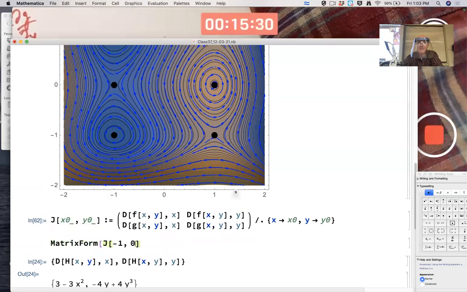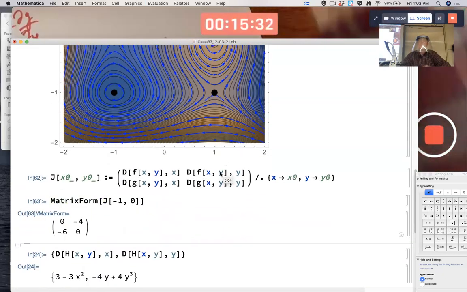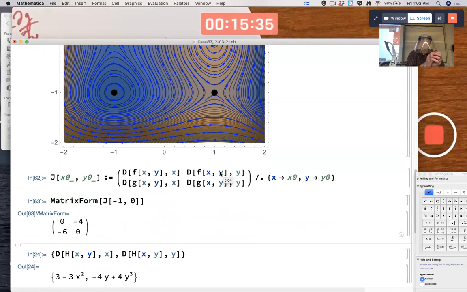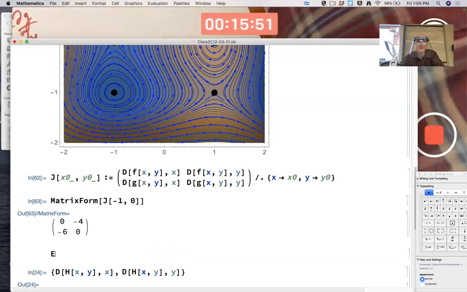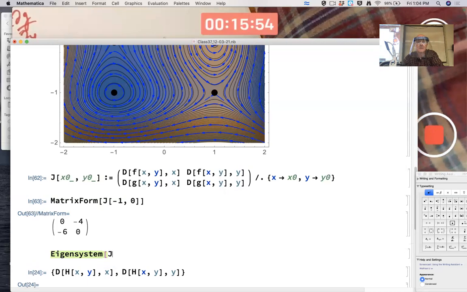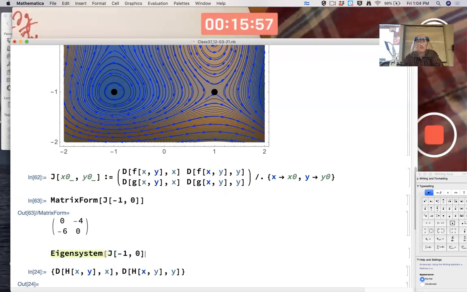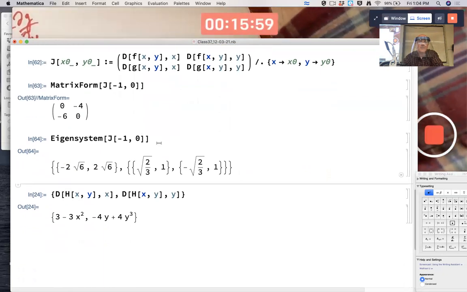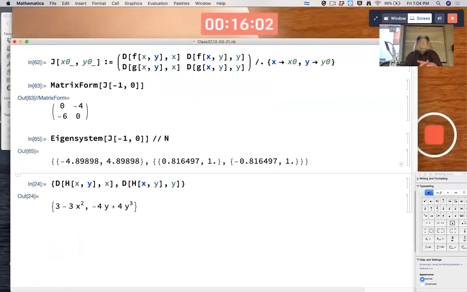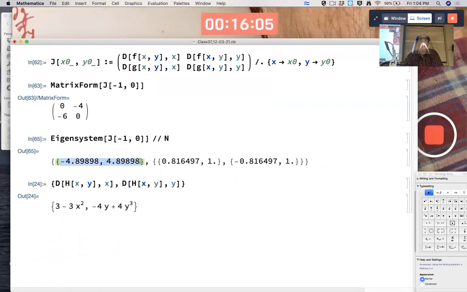One saddle point is (-1, 0). The trace is 0 and the determinant is -24. The determinant being negative in the trace-determinant plane means you're below the trace axis. That's where saddle points occur. And that is hyperbolic. The eigenvalues, one is positive, one is negative. In fact, they're opposites of each other even. That's happening by the symmetry involved.